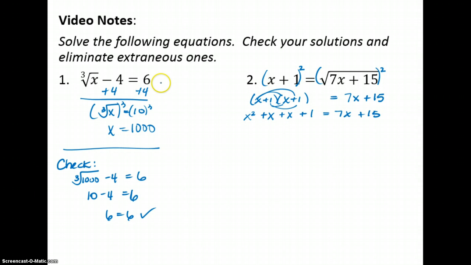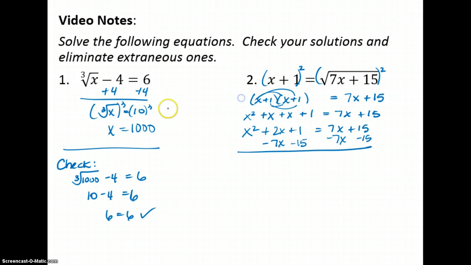To solve a quadratic, we have several options. We can factor, we can use the quadratic formula, we could isolate the variable. So let's get all of our terms on one side and see if this equation will factor. Before I do that, I'm going to clean this up. I have x squared plus 2x plus 1 equals 7x plus 15. Now I'm going to subtract 7x, and I'm also going to subtract 15. And I have x squared minus 5x minus 14 equals 0.